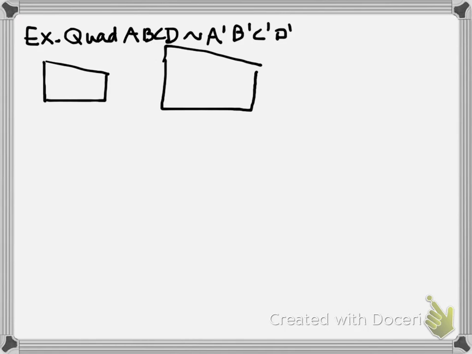Yeah, they're not really very good, but anyway, we'll just use this. So this is A, B, C, D, A prime, B prime, C prime, D prime. And again, we're given that they are similar polygons. So let's see what kind of information I have.